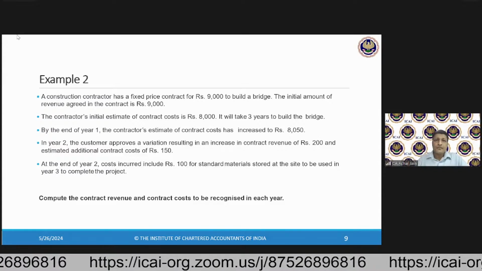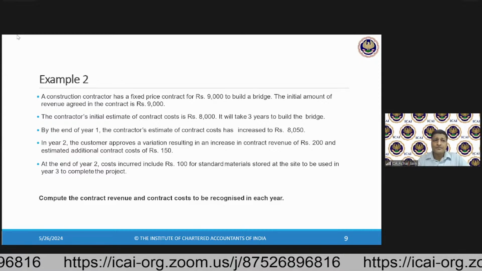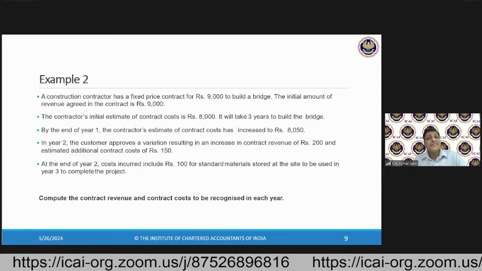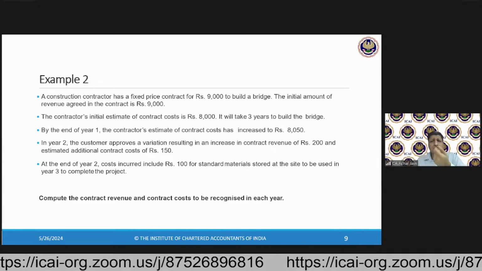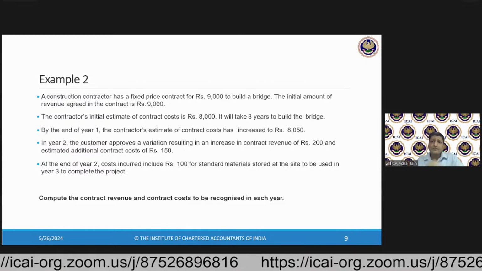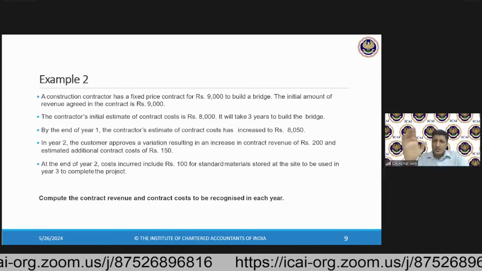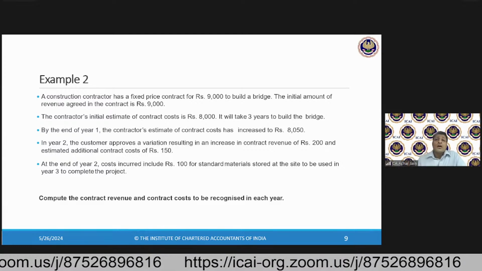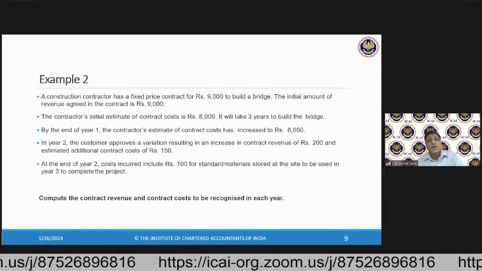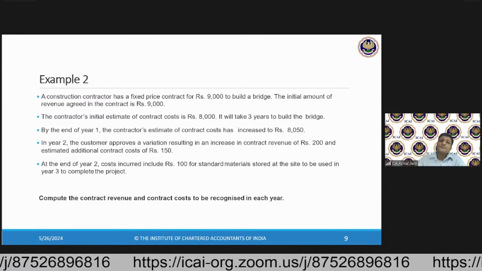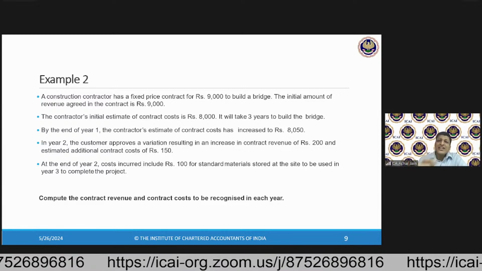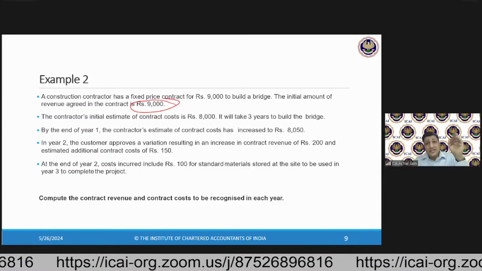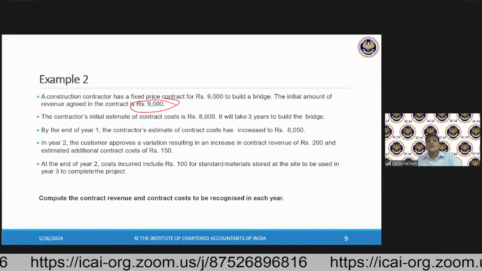All right. So let's look at this example. A construction contractor has a fixed price contract for 9,000. Let's not go by the numbers; you can consider this to be, say, rupees in lakhs or rupees in crores. This is only for the purposes of keeping it simple. The initial amount of revenue agreed in the contract is 9,000. So the contract revenue initially agreed is 9,000. The contractor's initial estimate of the contract cost is 8,000.